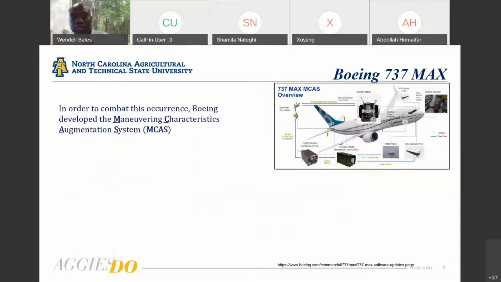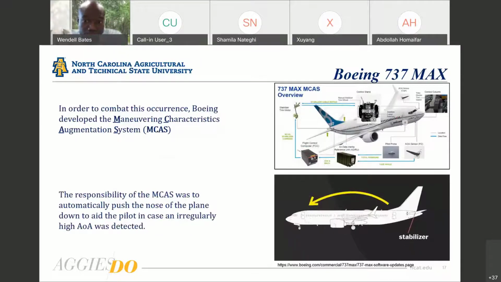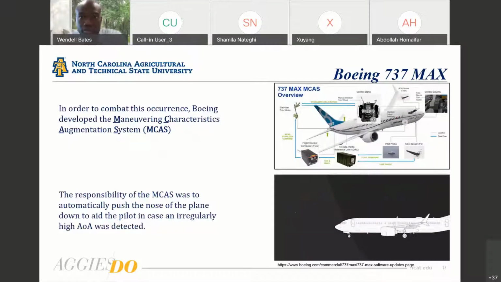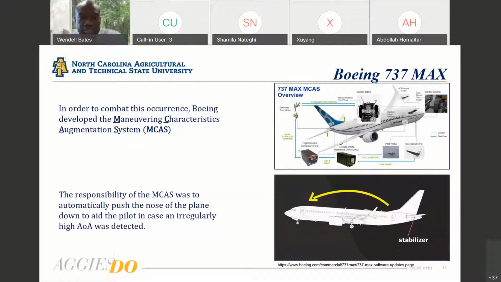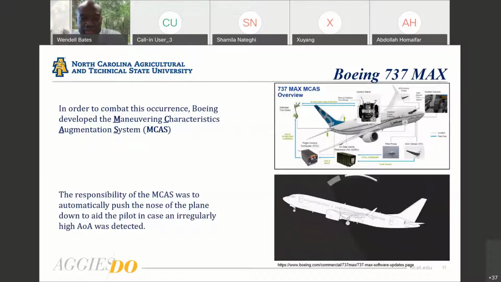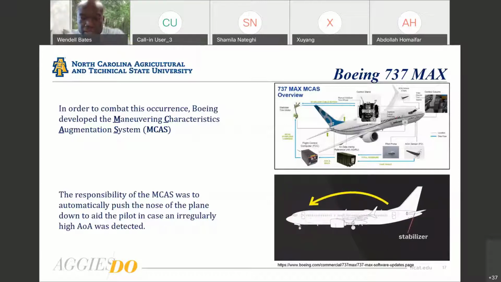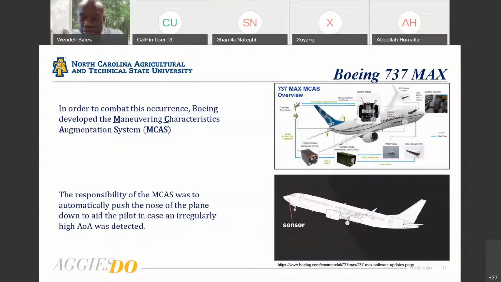In order to combat this high pitch occurrence, Boeing developed the Maneuvering Characteristics Augmentation System, which is MCAS for short. The responsibility of the MCAS was to automatically push the nose of the plane down in order to aid the pilot in case an irregularly high angle of attack was detected. Typically MCAS was supposed to work in the background, and the pilot would really never know it's there.